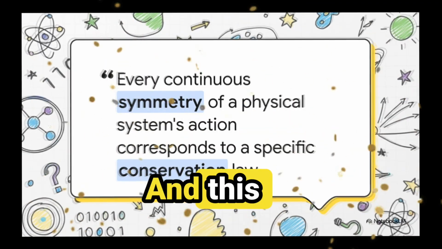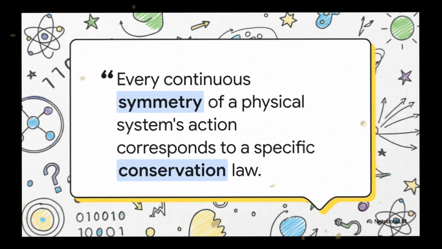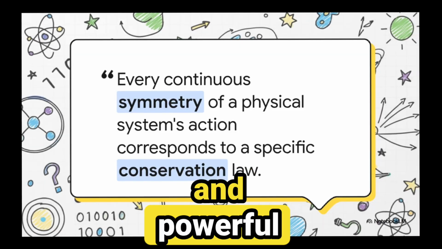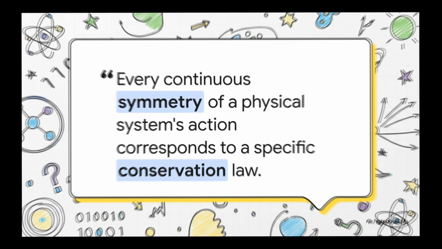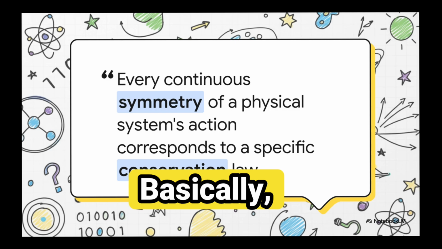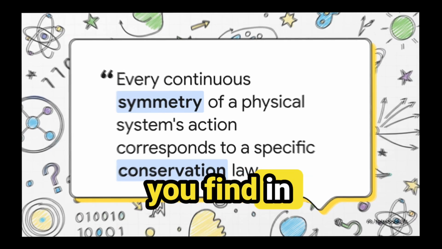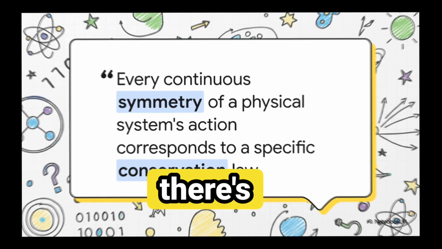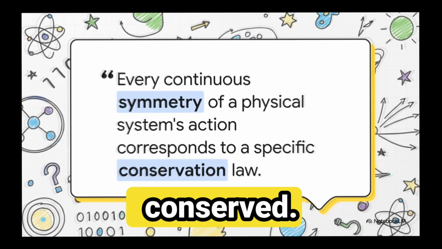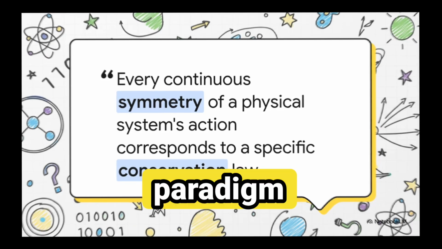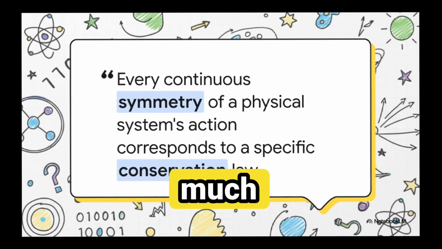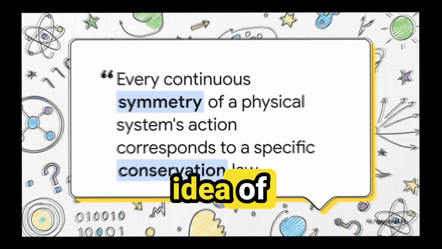And this is the heart of her discovery. I'm not exaggerating when I say Noether's theorem is one of the most beautiful and powerful ideas in all of science. It's so profound. Basically, it says that for every symmetry you find in nature, you know, something you can change without changing the outcome of an experiment, there's a corresponding thing that must be conserved. It was a total paradigm shift. It moved physics away from just thinking about forces and towards the much deeper, more fundamental idea of symmetry.